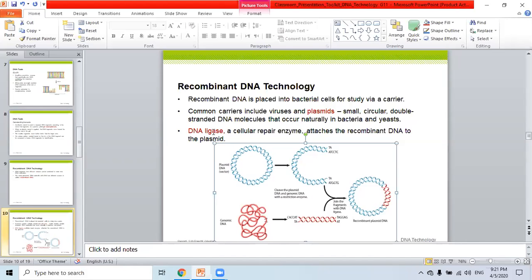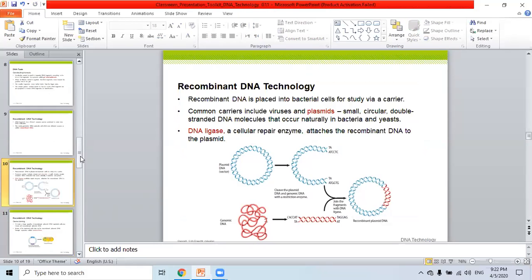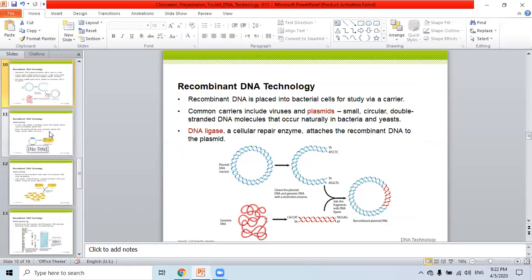Exactly, wonderful. Enzymes. Excellent, Hussein. So DNA ligase, a cellular repair enzyme. This is an enzyme for repairing the cell or repairing the DNA. It attaches the recombinant DNA to the plasmid. Look at this. This is a plasmid. It's opened, then combined with a new strand, then closed one more time. So what connected it again? This is exactly DNA ligase. I think this is looking clear. Am I right? Yeah, it's more than clear. Wonderful.